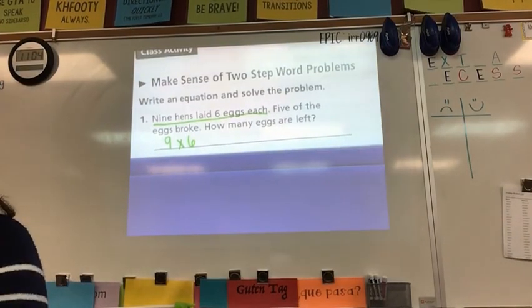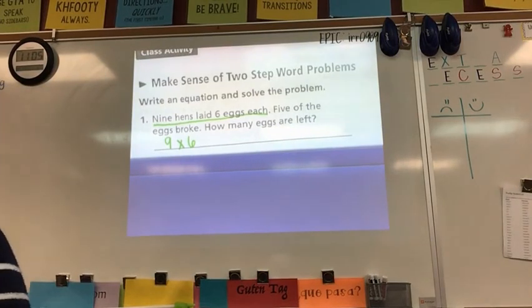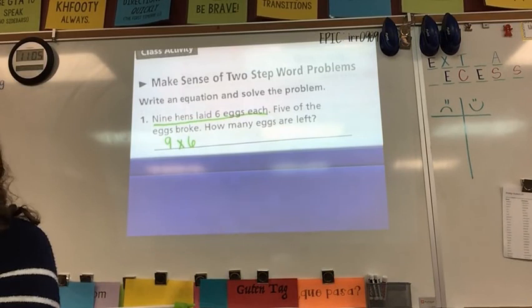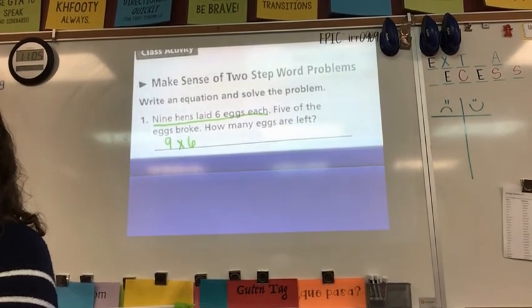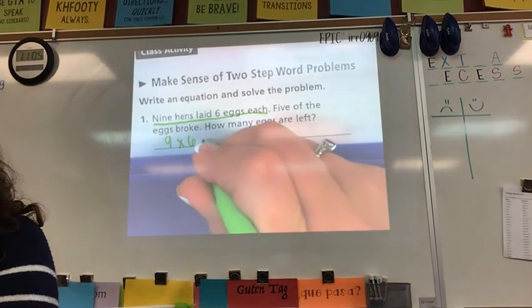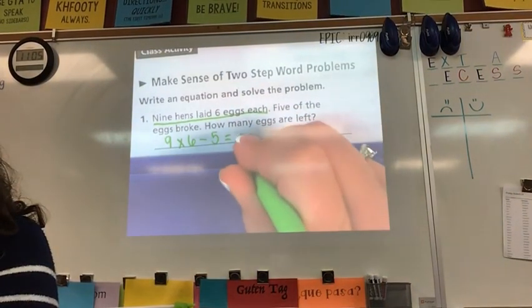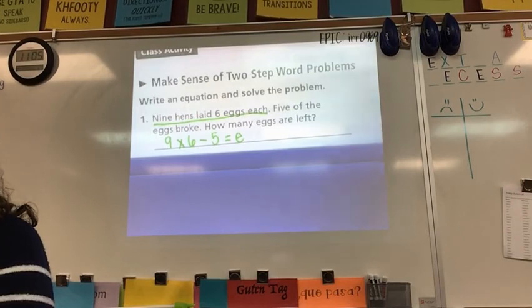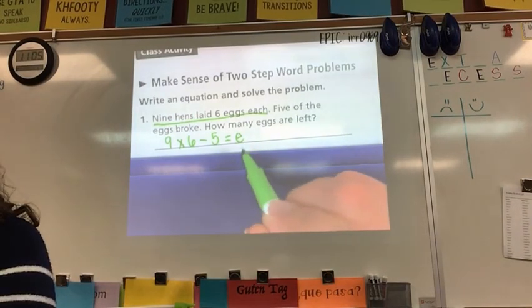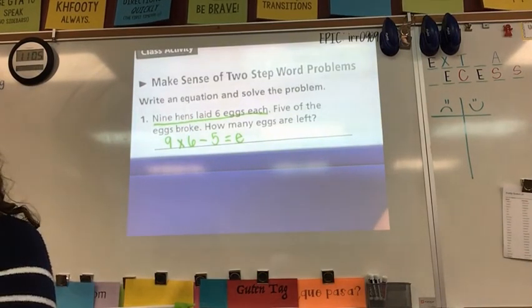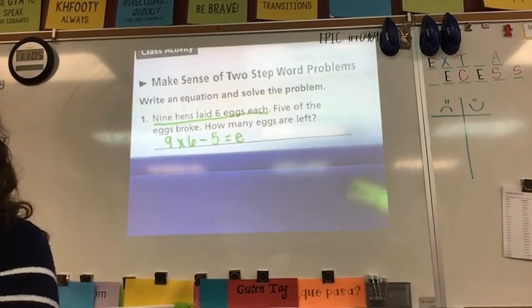Then it says 5 of the eggs broke. So I have to be thinking, if 5 of them broke and I want to know how many are left, Gunnar, how would I represent that? Minus 5. I would say, okay, we lost 5. Minus 5 equals E for eggs, right? Do you remember when we used these variables way back in the day? We're bringing them back. Who can remind me what a variable is? Miss River.